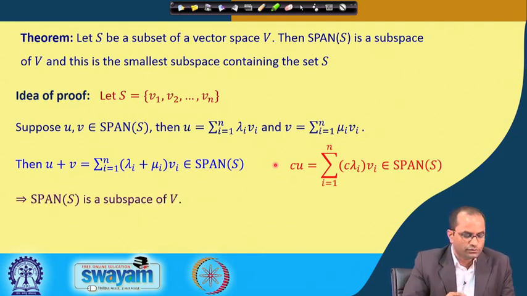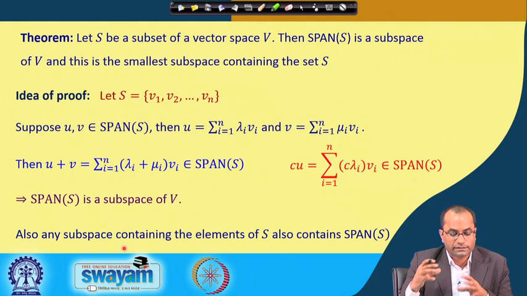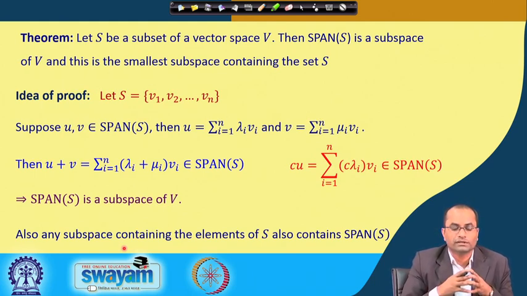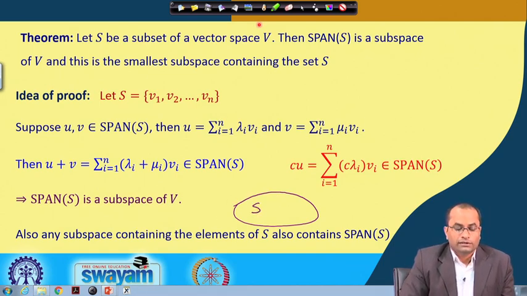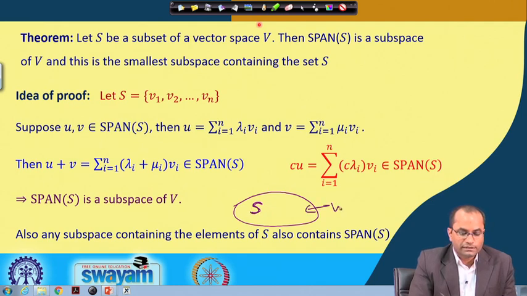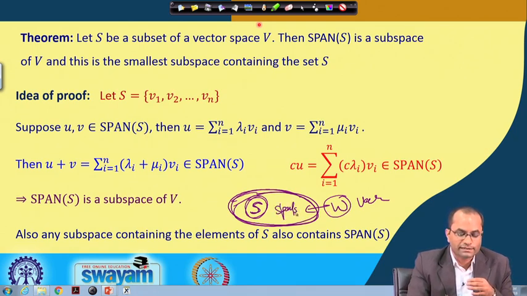And what else do we need to show? That any subspace containing the elements of S will also contain span S, and the reason is clear, because span S contains all the linear combinations. Suppose we consider a vector space W which contains this set S. Because W is a vector space, when we add two elements, the sums must be there, so eventually all the linear combinations must be in this set W. That means W will also contain span S.